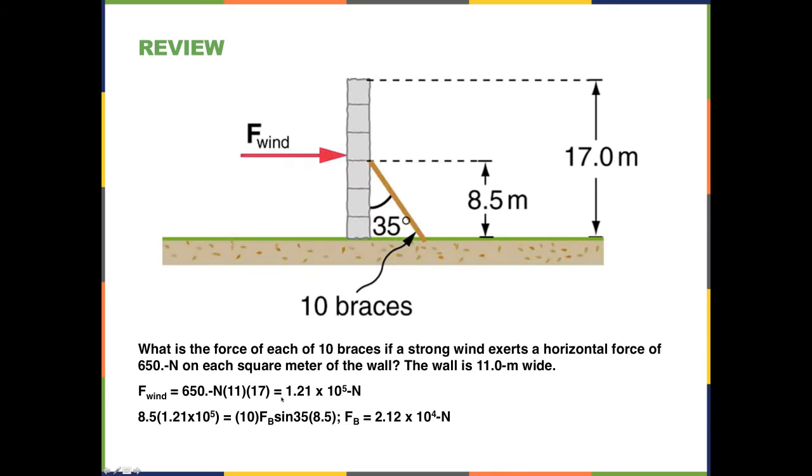So whatever the force of this is, it's going to be times the sine of 35 degrees, because some of the force is in the y component, it's pushing up on the wall, and the other is pushing this way. And only the sine component is the part that we're looking for. And if you do the math here, you get 2.12 times 10 to the 4th newtons.